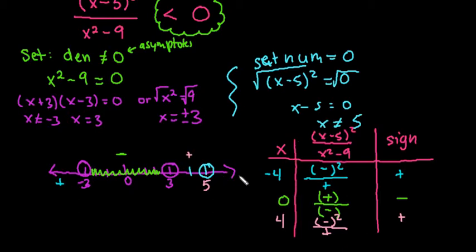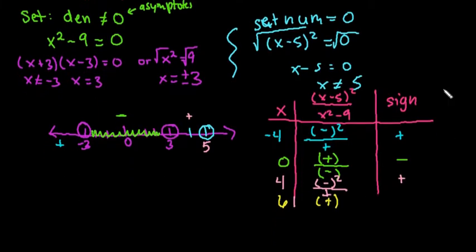And then the last one is numbers that are greater than 5. At 5, at some point it's going to touch it here, and we're going to see what happens, whether it touches it and goes down below or whether it stays above. The last value that I'm going to pick is 6, and if I plug in 6, I have a positive divided by a positive, because 36 minus 9 is also positive, which gives me a positive. So this also would not work. So the only place that works is from -3 to 3.